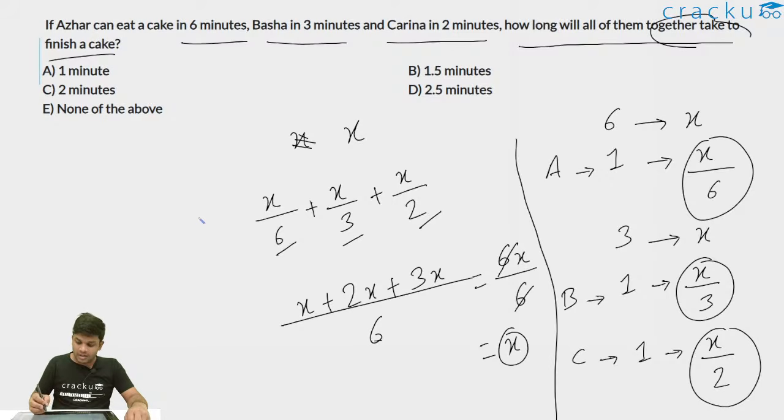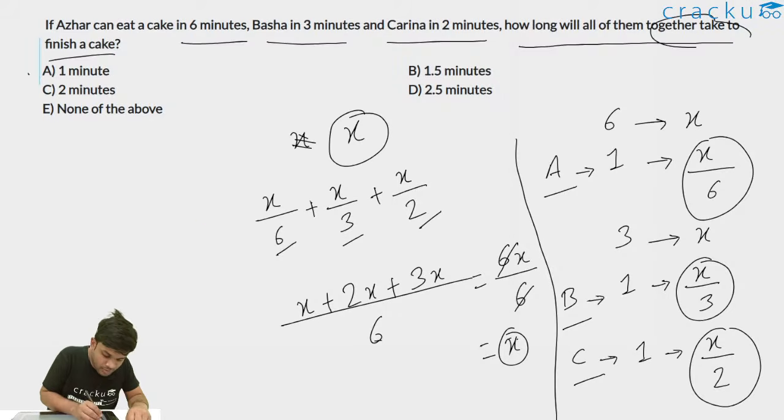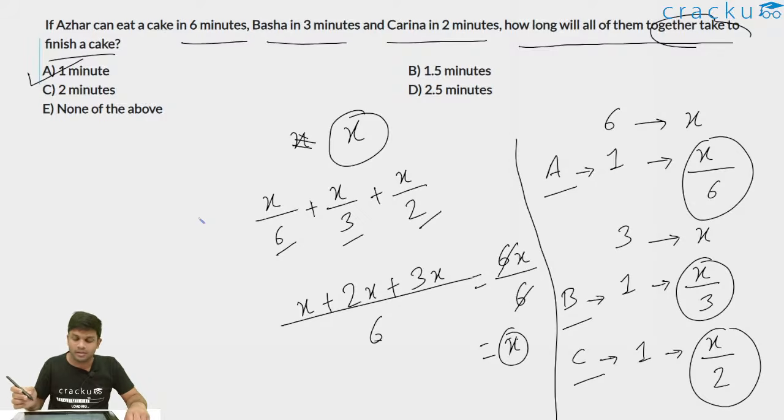So in 1 minute, Azhar, Basha and Karina ate x amount of cake. But the total amount of cake was x, and they ate x amount of cake in 1 minute. So they took a total of 1 minute to eat the entire cake. So the answer is option number A, which is 1 minute.